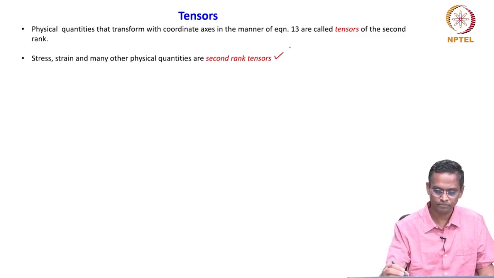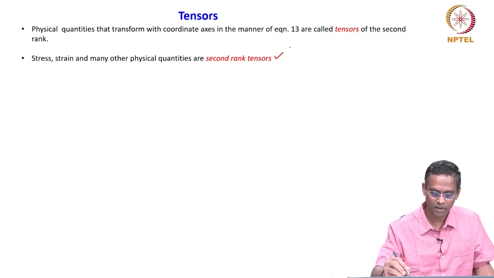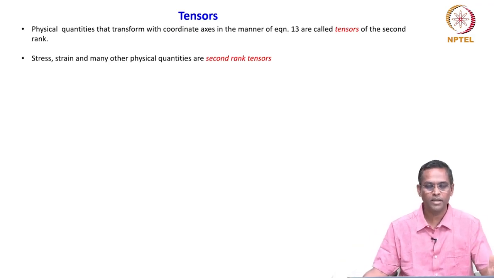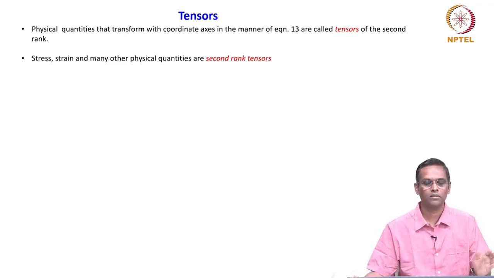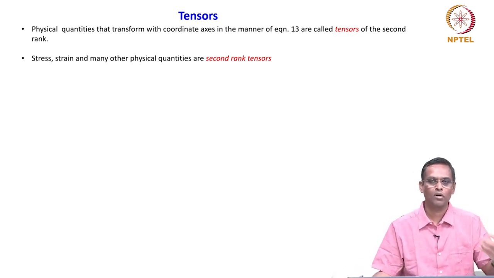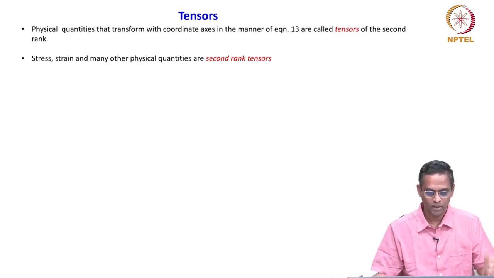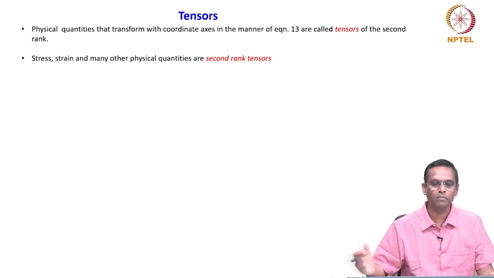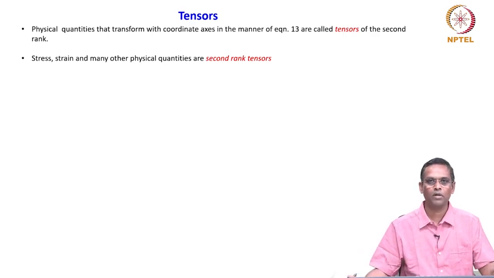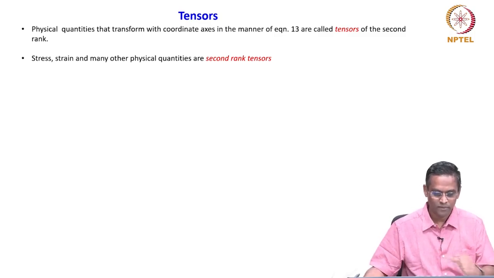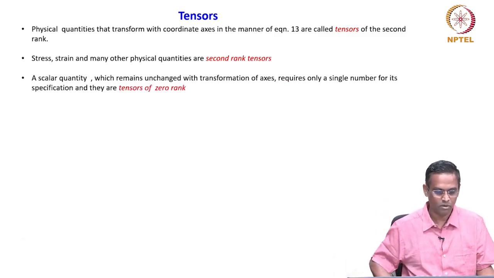So you keep that in mind. The one good thing is, once you see that stress can be treated as a second rank tensor, there is a lot more avenue to do mathematical manipulation. All the tensor manipulations you can bring in, and then see how much clarity we can bring. Such a complex quantity is not like a vector, which requires only three components to describe, but once it moves to the tensor form, it is a little more complicated.